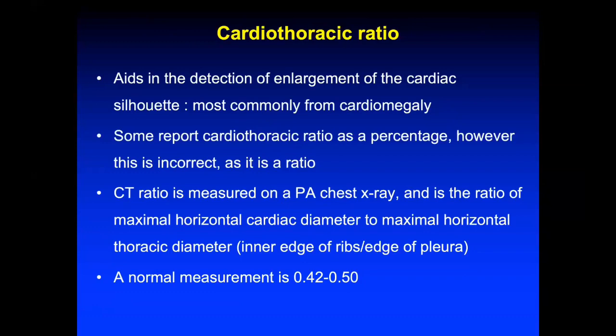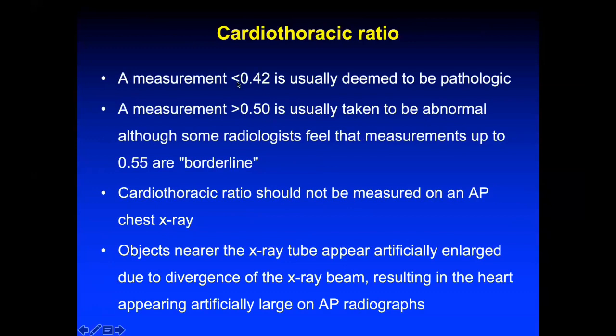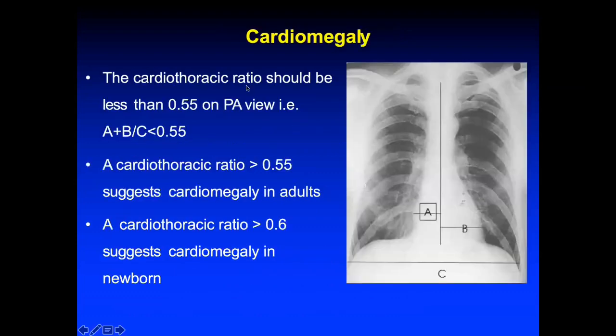A normal cardiothoracic ratio is 0.42 to 0.5. A measurement less than 0.42 is usually deemed to be pathological. A measurement above 0.50 is taken to be abnormal. Somewhere, you can see 0.55 or 55% also. It should not be measured on an AP view. In an AP view, obviously, it appears as apparent cardiomegaly. So cardiothoracic ratio should be less than 0.55 on a PA view. For our exams, the cardiothoracic ratio cutoff value is taken as 0.55, and this is the standard one. So always mention 0.55, should be less than 0.55.